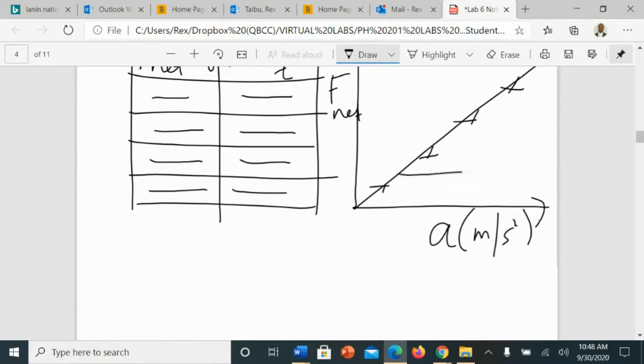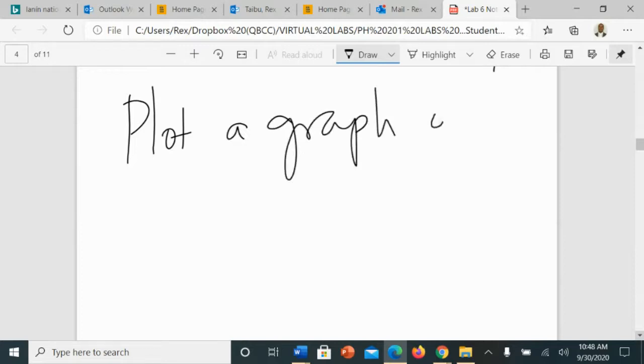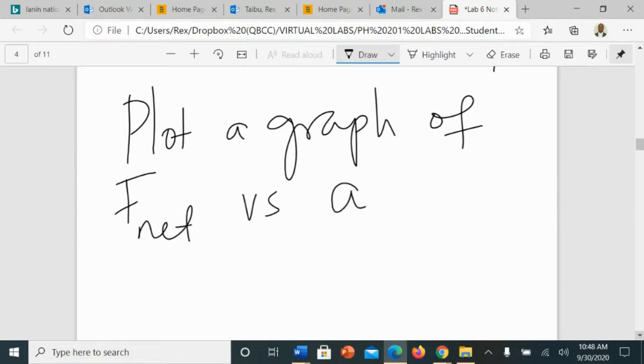And the slope of the graph line, which is the rise over run, will tell me the mass that I'm putting, the system mass. So let me mention that one here. So plot a graph of net force versus acceleration, or that is to say a graph of Fg versus acceleration.